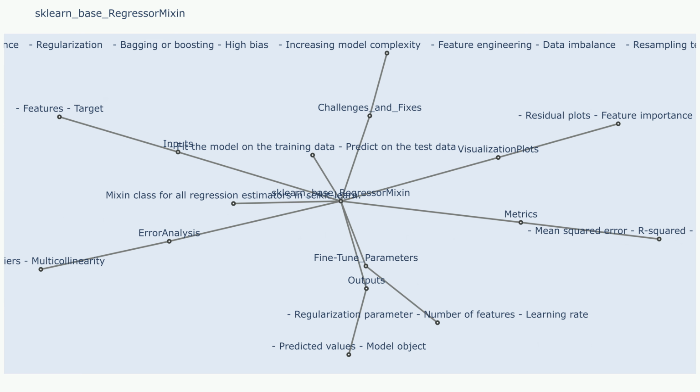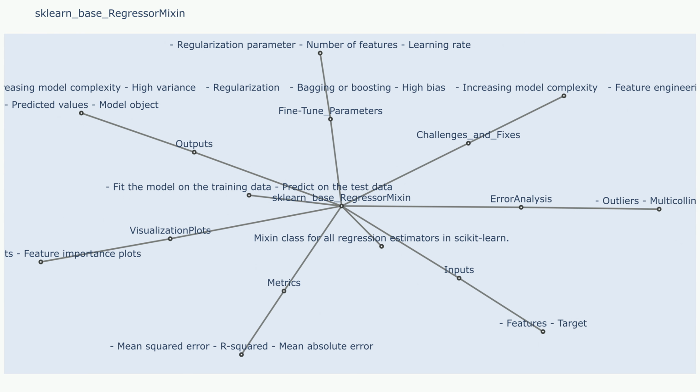Challenge 2. Underfitting. The model is too simple and cannot capture the underlying patterns in the data. Sample use case that resulted in challenge 2: a linear model might fail to capture nonlinear relationships in the data. Fixes to challenge 2.